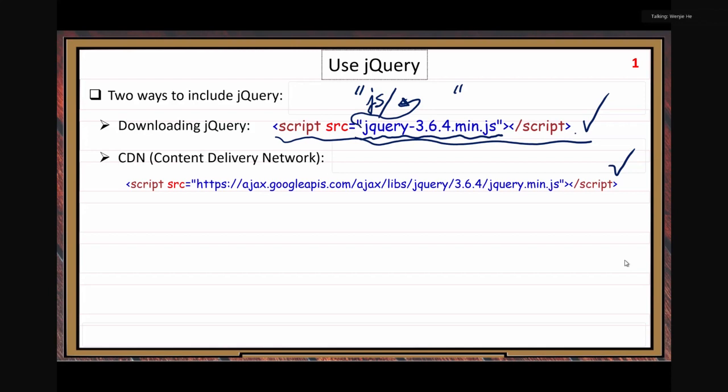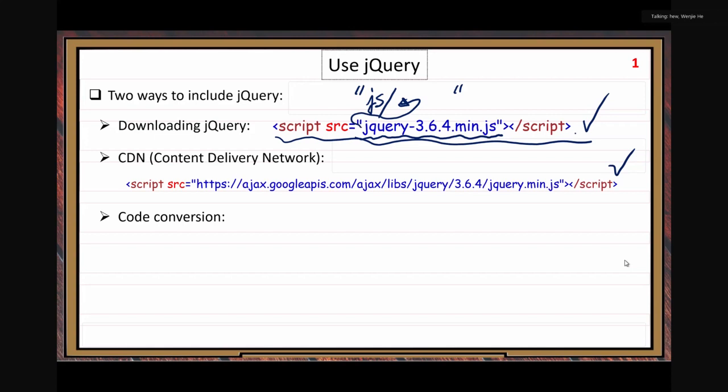So then you do not rely on other links. If Google shut down, then you cannot use it, right? So you want to control your own destiny, so you store a copy of jQuery in your own server. So you can use it locally from your own server. Then after that, we can use it in our own web pages.